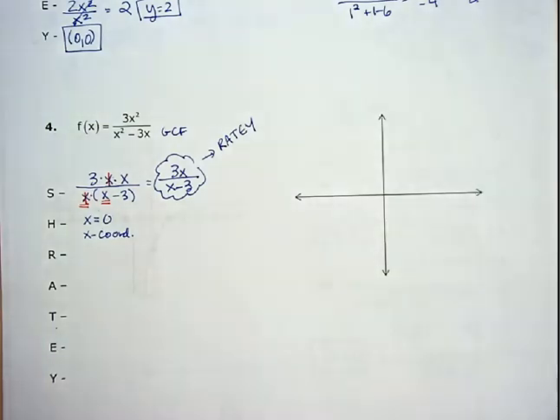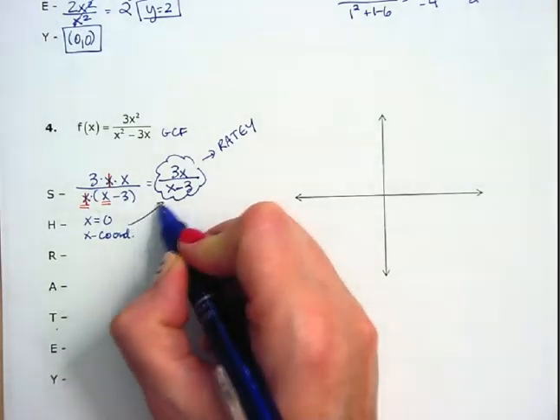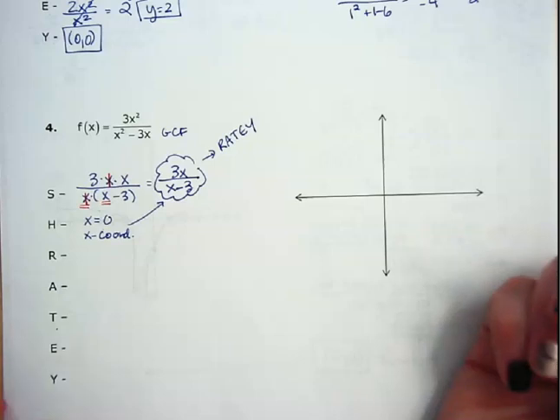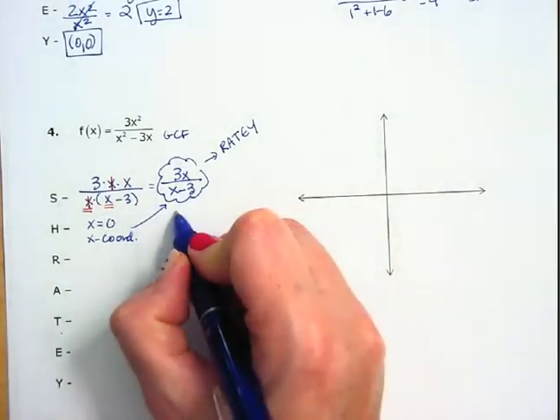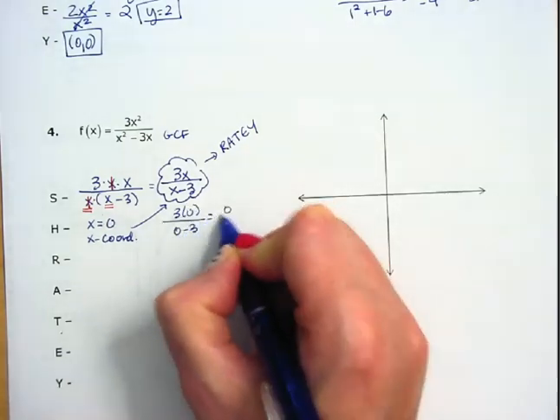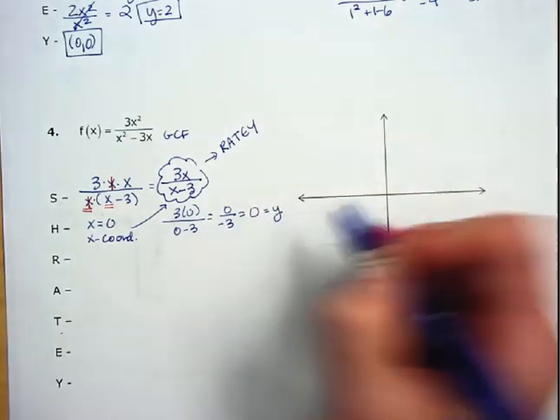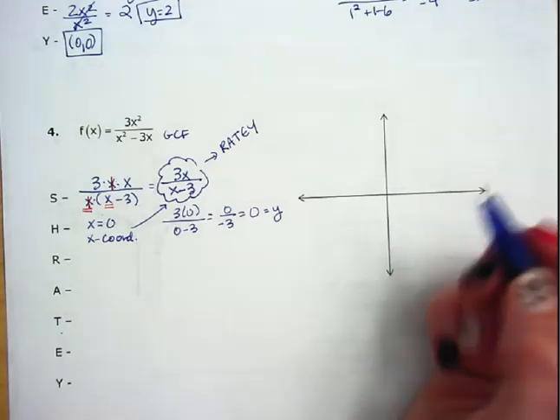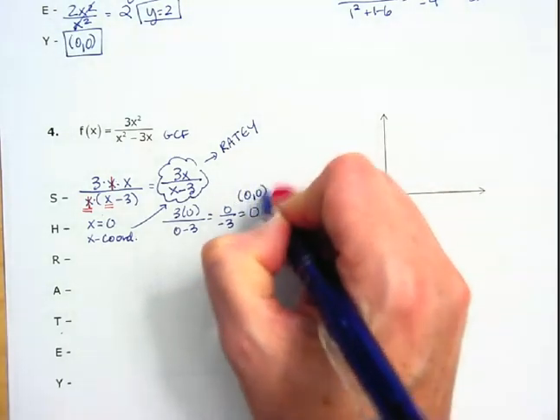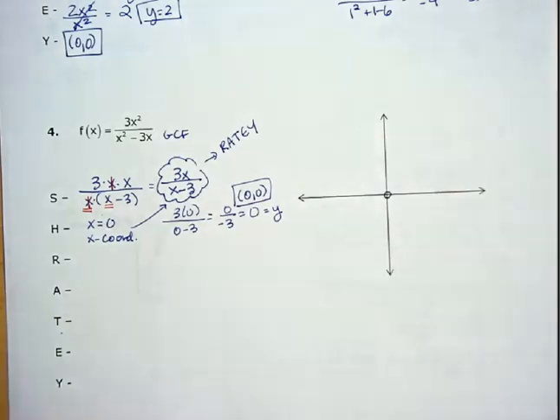So you might think, well, how do I find the y coordinate? And that's an excellent question. What you're going to do is take x equals 0 and plug it into your simplified equation, and that will give you your y value at that x value. So the y value is 0. So my hole, or my discontinuity, is at 0, 0. So I'm going to draw that in right there.